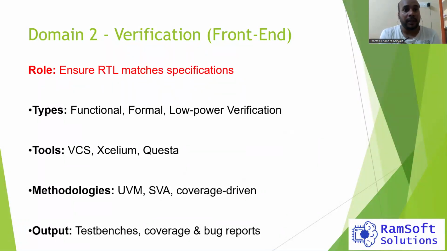So here, domain 2 is verification. It is in front end. So what do we do? You have written the code, and you have given nice RTL for it. Now in this step, we will check whether the given RTL is behaving as it is intended. It may be functional, or formal, or low power. There are so many checks we will do. So how do we check these things?